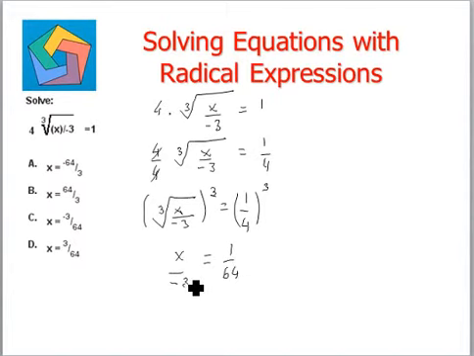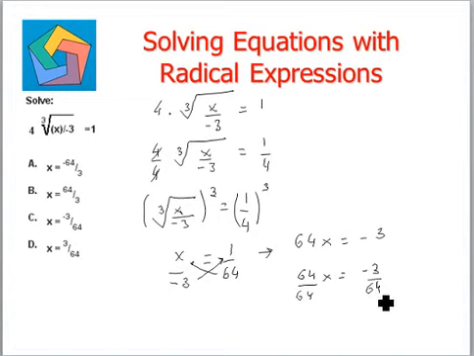So now we cross multiply. This implies 64x equals negative 3. We divide by 64 on both sides to finally get the value of x. x equals negative 3 over 64 is the final answer. Can be seen in option C.